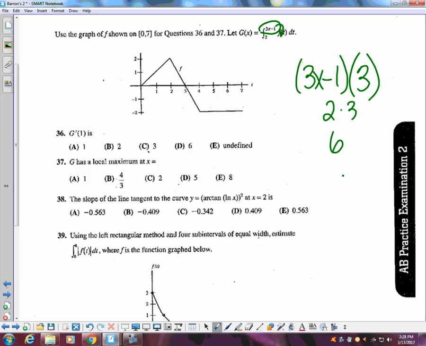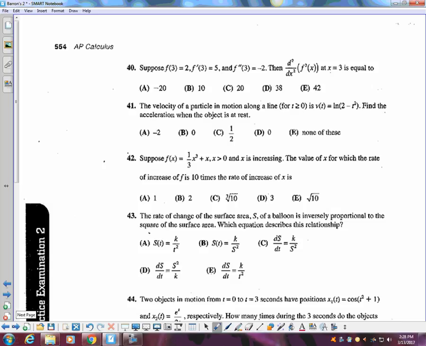All right, where are we headed? 40. Oh, this is another good one. This is another one like the table, but it doesn't have a table. It just gives it to you in a big string of mess. Suppose f of 3 is 2, f prime of 3 is 5, and f double prime of 3 is negative 2. They're giving you all the information that you're going to need in a minute. What you need to focus on is I want the double derivative of f squared. Whatever the function is, it's squared.